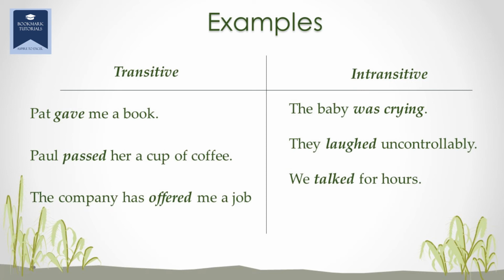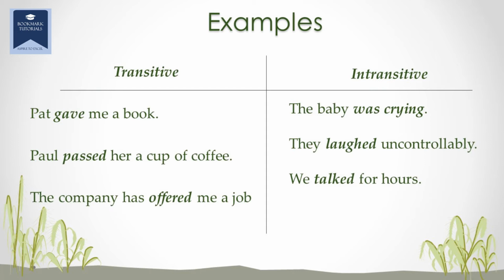Pat gave me a book. This is a transitive verb. We can see that the sentence has a subject, which is Pat. Gave is the verb, in this case a transitive verb, and the book is the object. We can try applying the formula that I mentioned earlier in this sentence. Subject plus verb plus whom or what.